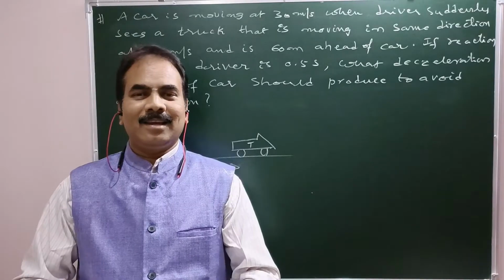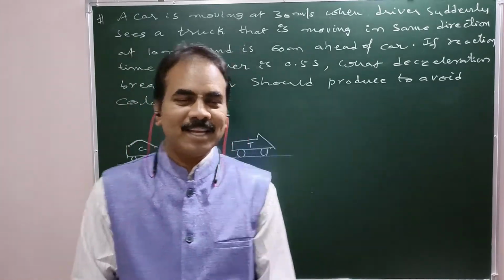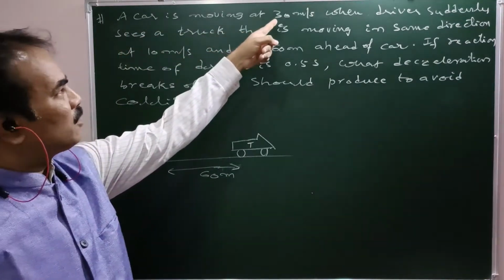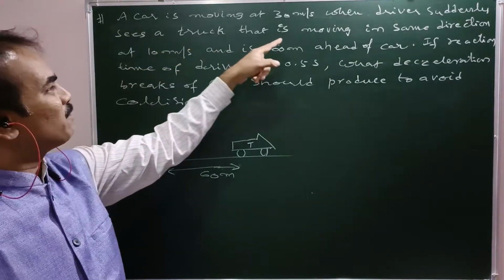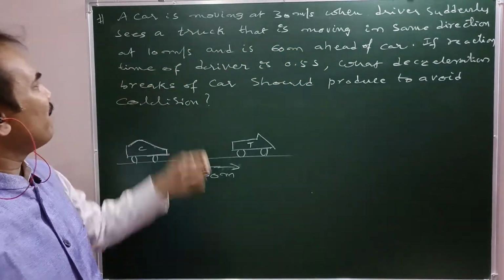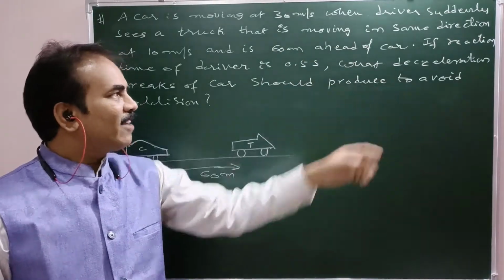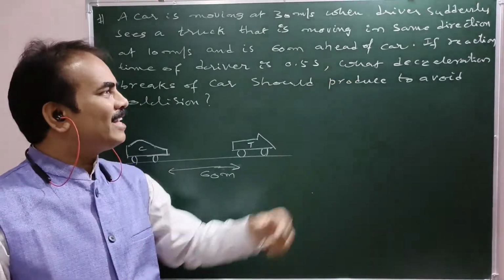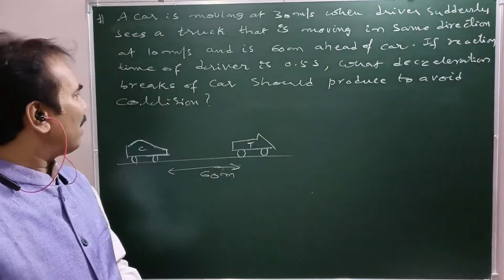Okay. Let us see some illustrations based on the relative velocity concept. Here, say one example. A car is moving at a speed of 30 meters per second when the driver suddenly sees a truck that is moving in the same direction at 10 meters per second and is 60 meters ahead of the car. If the reaction time of the driver is 0.5 seconds, what deceleration should the brakes of the car produce to avoid collision?